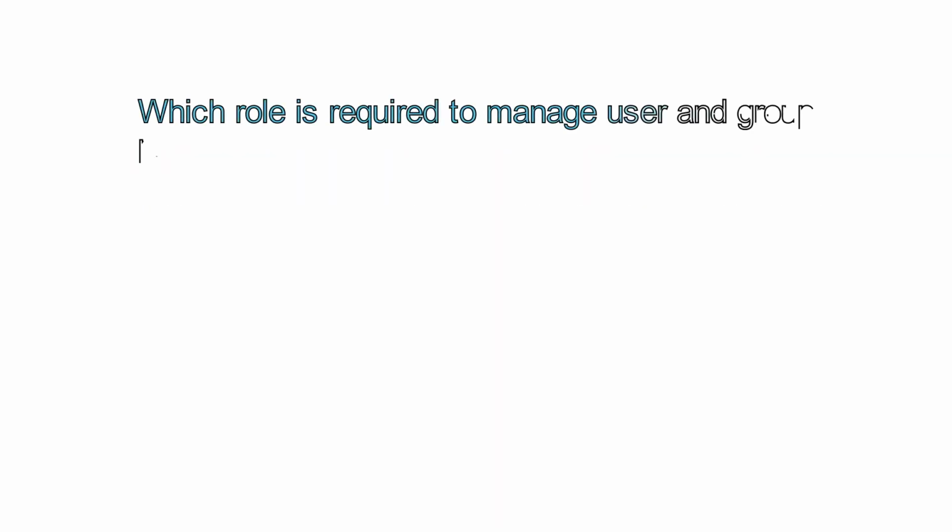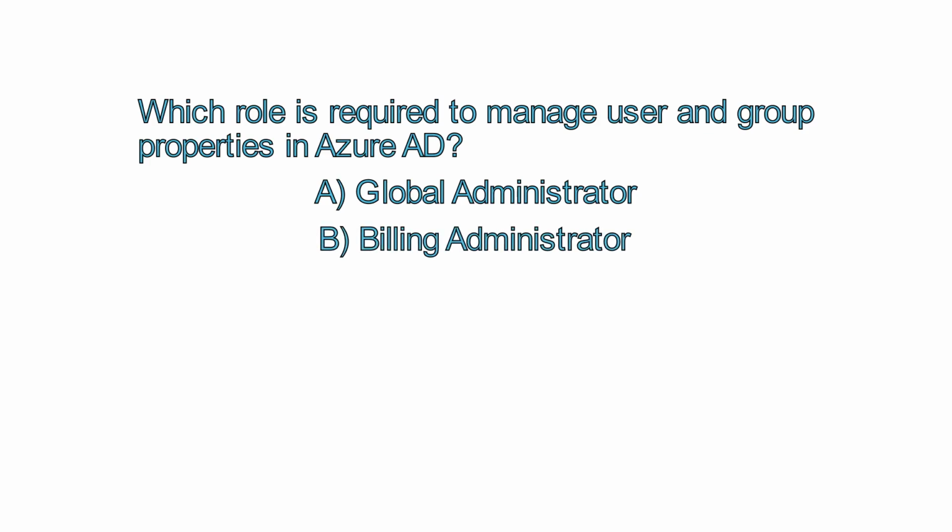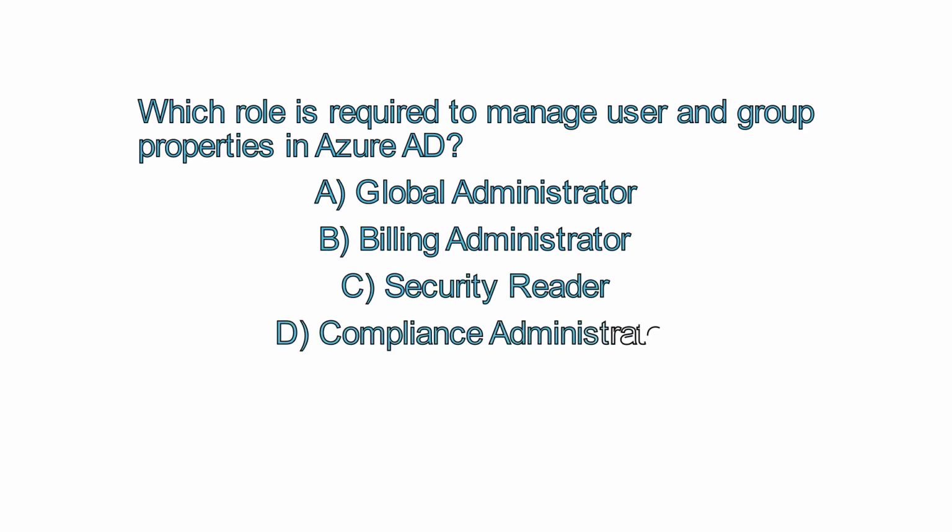Which role is required to manage user and group properties in Azure AD? A. Global Administrator. B. Billing Administrator. C. Security Reader. D. Compliance Administrator.